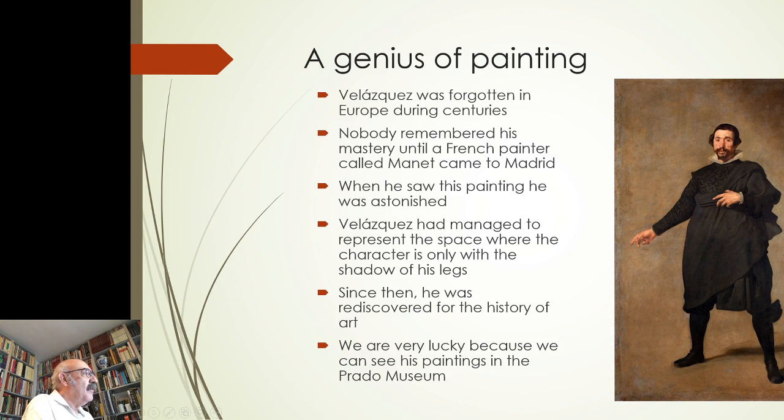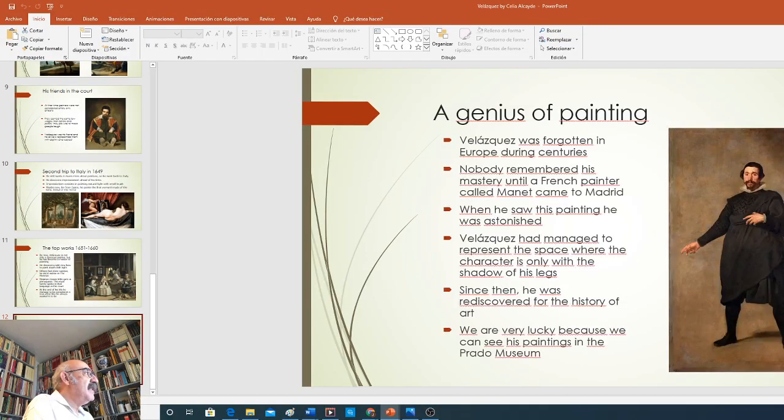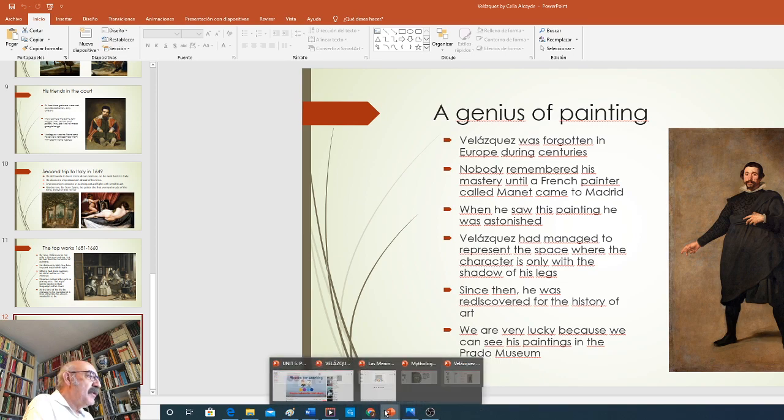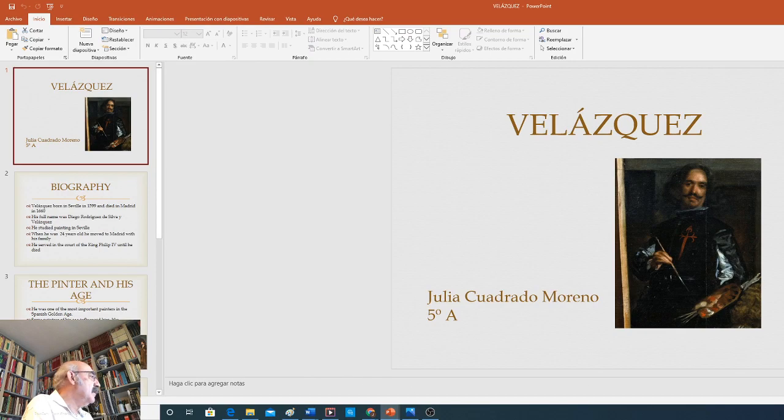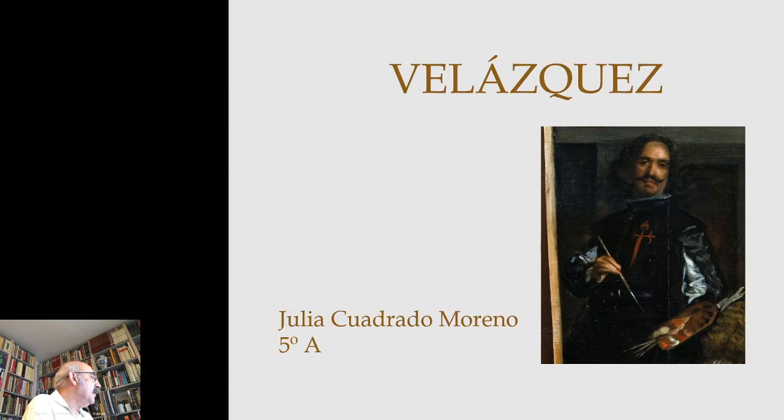So he was a genius of painting, that's true. Very good. And we are lucky. Celia tells us we're lucky because we can see his painting in the Prado Museum. That's true. Very good. So this is the presentation, and I'm afraid I don't have much time to see more of them. But I'd like you to take a look at this presentation that was made by Julia.